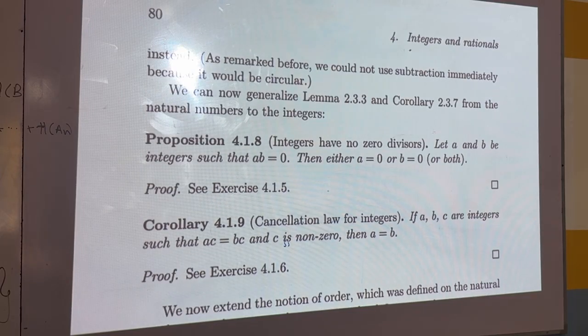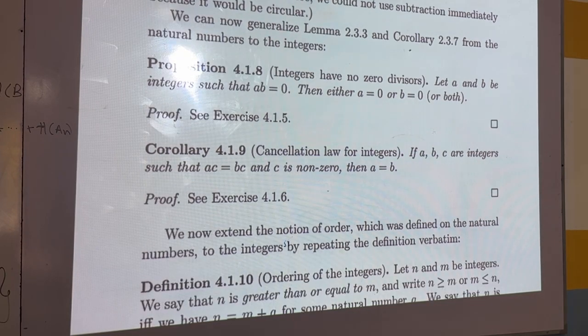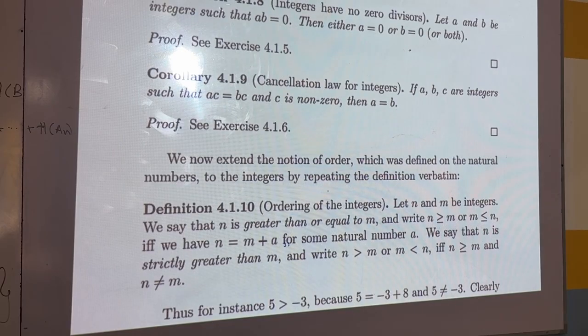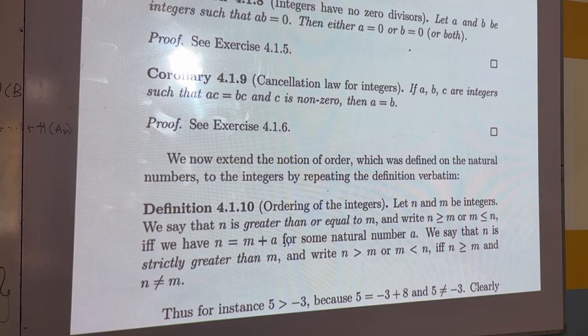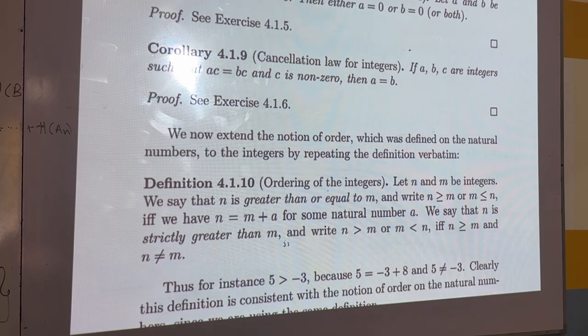What am I doing? I am pressing somewhere else. Let n and m be integers. We say that n is greater than or equal to m, and write n greater than or equal to m or m less than or equal to n, if and only if we have n equals m plus a for some natural number a. We say that n is strictly greater than m and write n greater than m or m less than n if and only if n greater than or equal to m and n not equal to m.